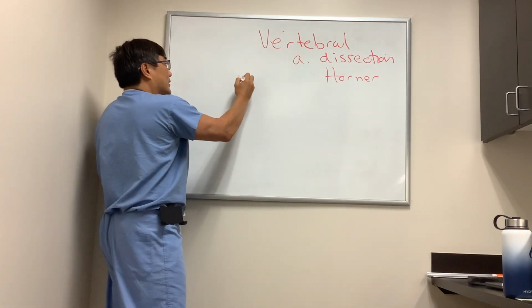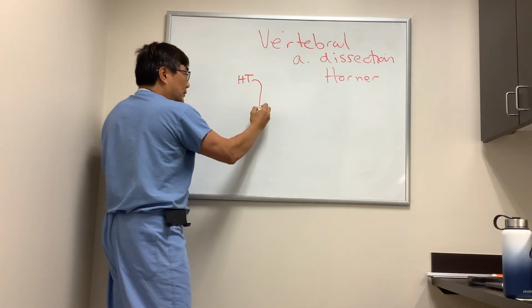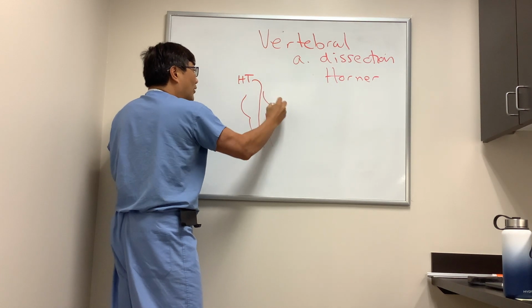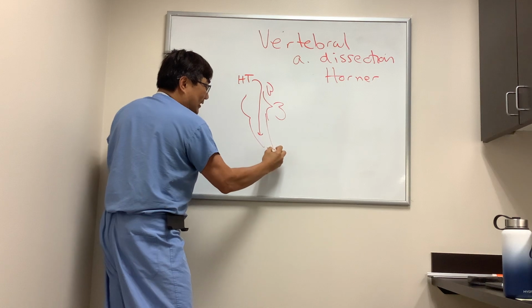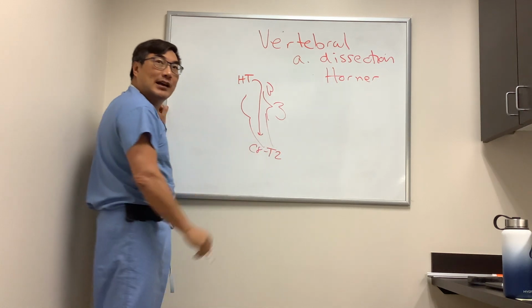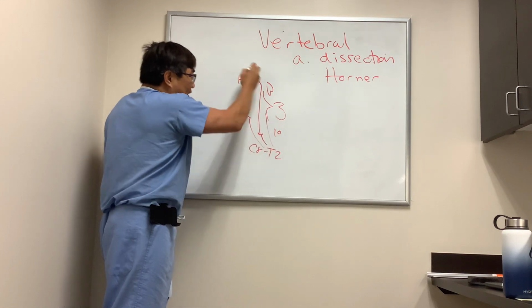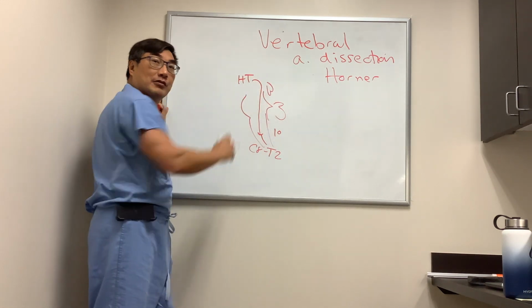So it starts in the hypothalamus, it descends posterolaterally in your brainstem, and goes all the way down to the thoracic T2, C8 to T2 level in your spine. That is the first order neuron. So any lesion along the first order neuron could produce a Horner syndrome.